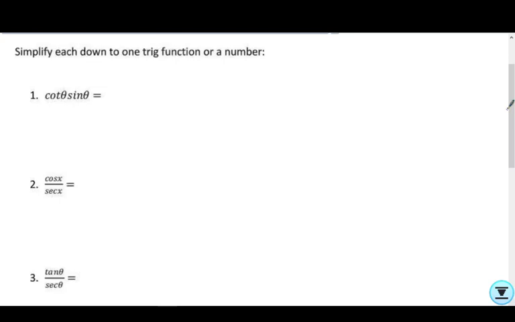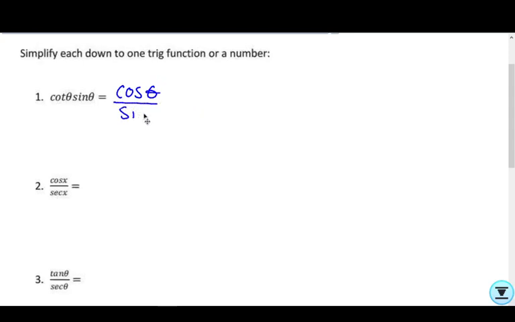Well, the steps say you should look for any kind of algebraic simplification first. I don't have any kind of algebraic simplification I can do here. So I'm going to move on to using some of my identities. So cotangent, we know, is cosine theta over sine theta. Okay?